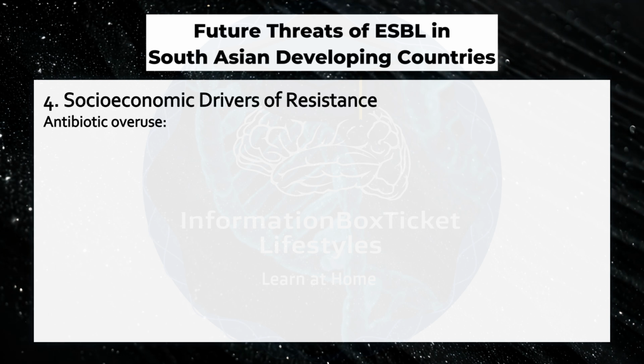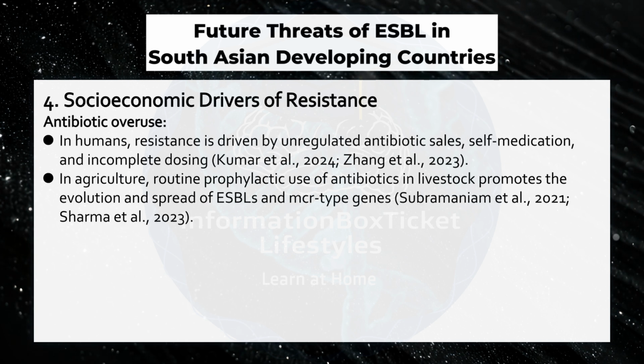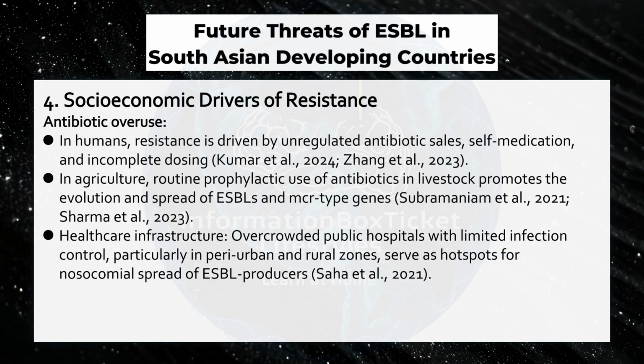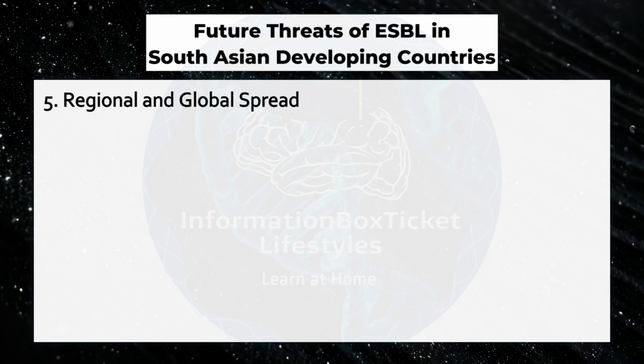Antibiotic overuse. In humans, resistance is driven by unregulated antibiotic sales, self-medication, and incomplete dosing. In agriculture, routine prophylactic use of antibiotics in livestock promotes the evolution and spread of ESBLs and MCR-type genes. Healthcare infrastructure. Overcrowded public hospitals with limited infection control, particularly in peri-urban and rural zones, serve as hotspots for nosocomial spread of ESBL producers. Regional and global spread.